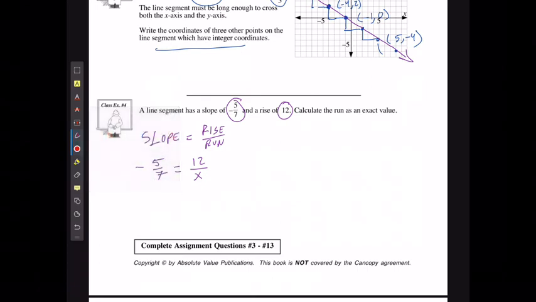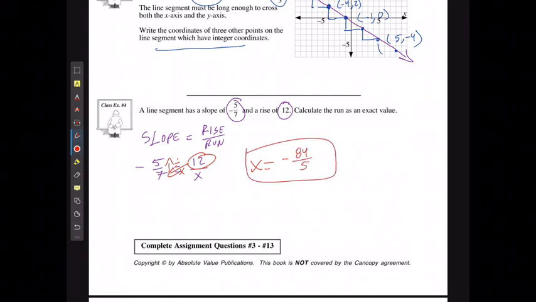And using our old math skills, we're going to cross multiply. So we're going to take the 12, we're going to multiply it by the 7, and then we're going to divide it by the 5. So I can say 12 times 7, which is going to give me 84, divided by -5, x is going to equal -84/5 as an exact value because I can't reduce that fraction.